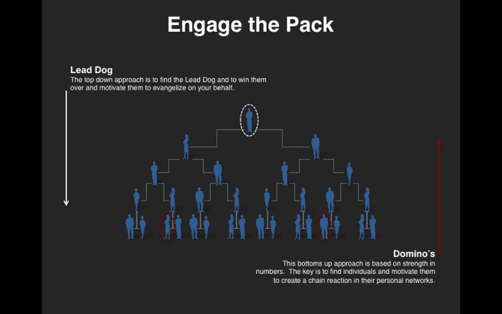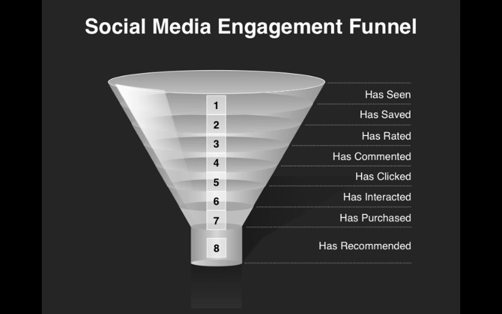Dominoes. This bottoms-up approach is based on strength in numbers. The key is to find individuals and motivate them to create a chain reaction in their personal networks to promote you. Social media engagement funnel. The social media funnel includes, from top to bottom, has seen, has saved, has rated, has commented, has clicked, has interacted, has purchased, has recommended.